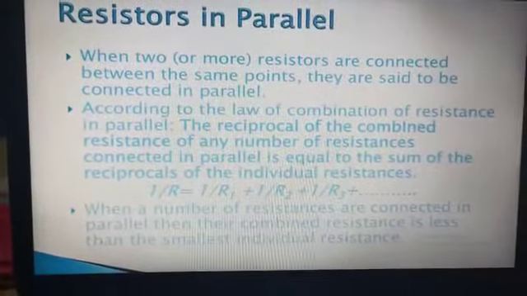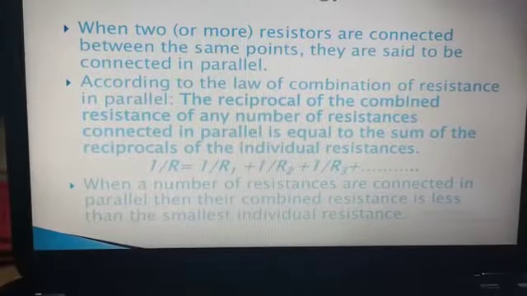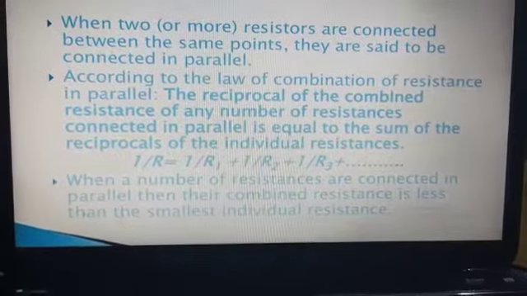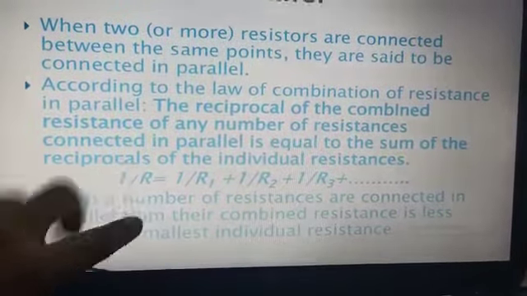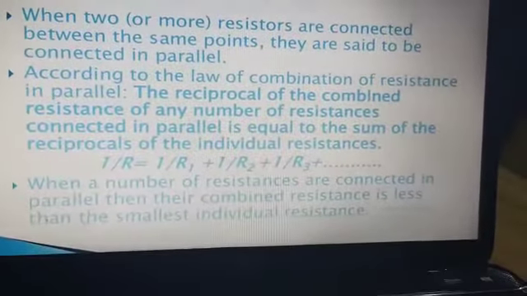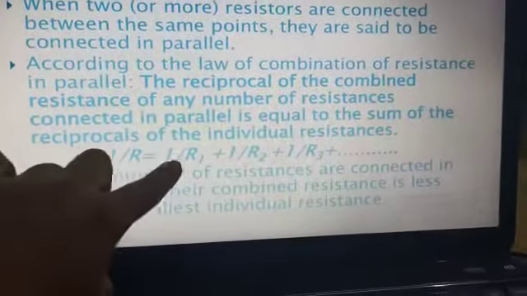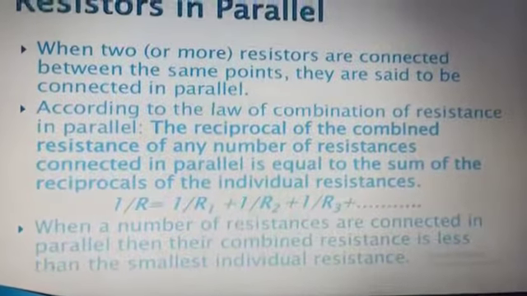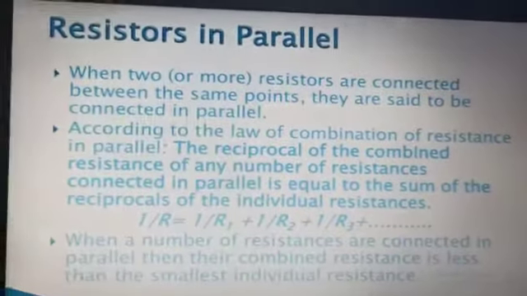Now we talk about resistors in parallel. When two or more resistors are connected between the same points, they are said to be connected in parallel. According to the law of combination of resistance in parallel, the reciprocal of the combined resistance, 1 by R, is in the denominator, so it's a reciprocal. The reciprocal of the combined resistance of any number of resistances connected in parallel is equal to the sum of the reciprocal of each. So 1 by R total in parallel is equal to 1 by R1 plus 1 by R2 plus 1 by R3 and so on. When a number of resistances are connected in parallel, then their combined resistance is less than the smallest individual resistance.